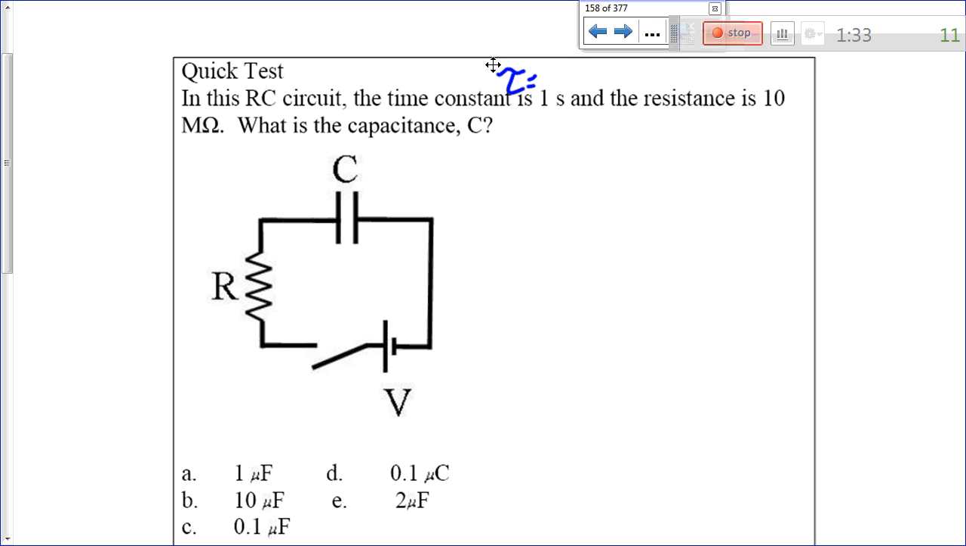All right, about 10 more seconds. I'll stop at 150, I guess. 150.